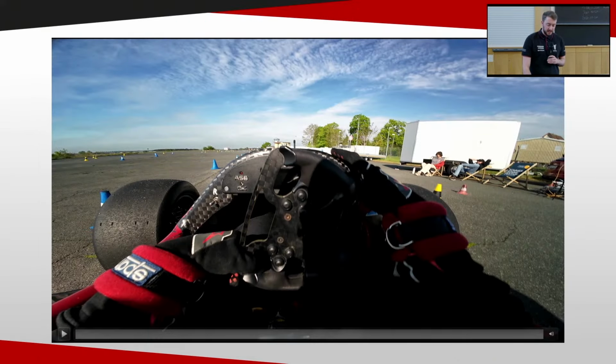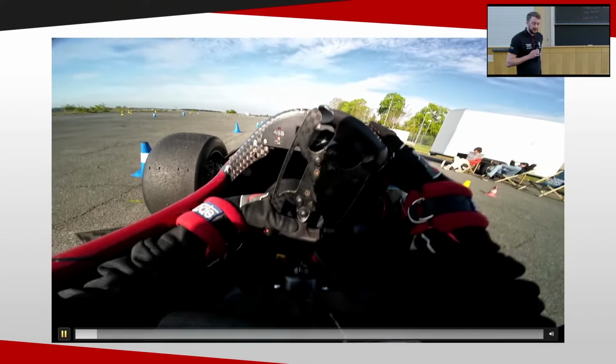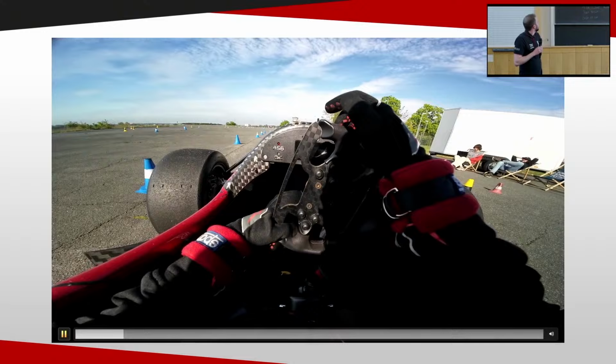And here you can see the slip control in action on an actual test day. Unfortunately, we have no sound. But the only thing you would hear is the motors.